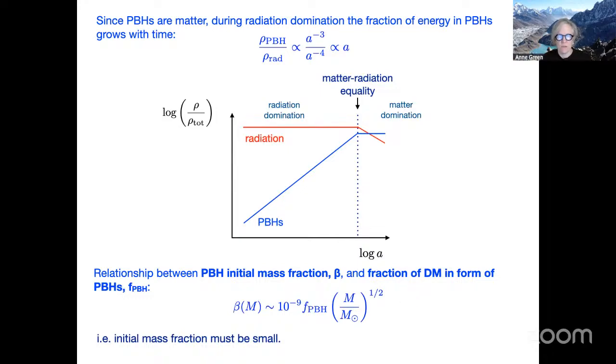So we see that if you want all of the dark matter to be in the form of solar mass primordial black holes, then the initial abundance has to be 10 to the minus 9, i.e. very small. And the lighter primordial black holes would form earlier, so their initial abundance would be even smaller.